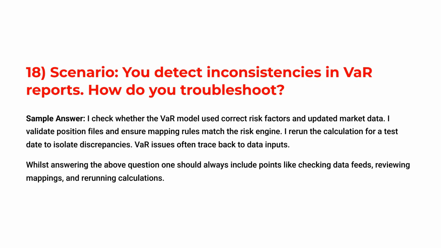risk. Scenario. You detect inconsistencies in VAR reports. How do you troubleshoot? Sample answer. I check whether the VAR model used correct risk factors and updated market data. I validate position files and ensure mapping rules match the risk engine. I rerun the calculation for a test date to isolate discrepancies. VAR issues often trace back to data inputs. While answering the above question, one should always include points like checking data feeds, reviewing mappings, and rerunning calculations.